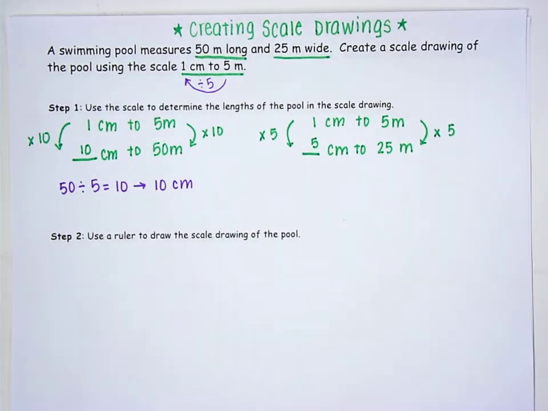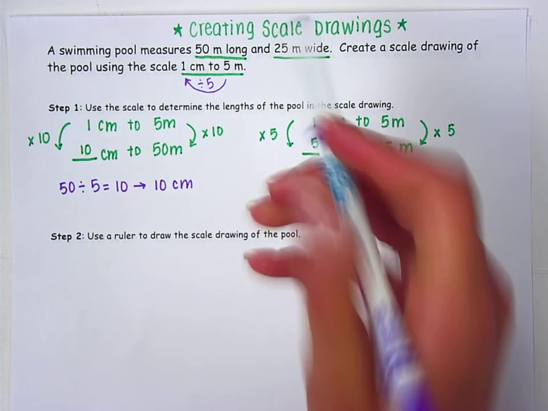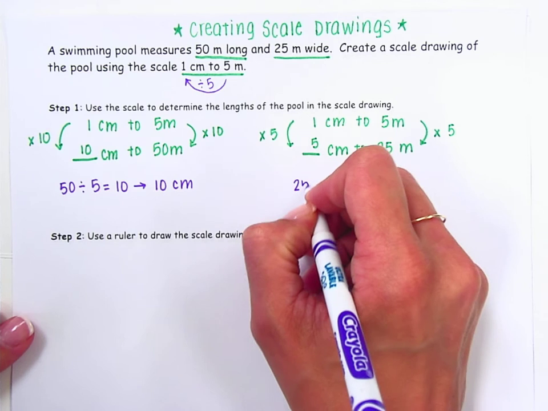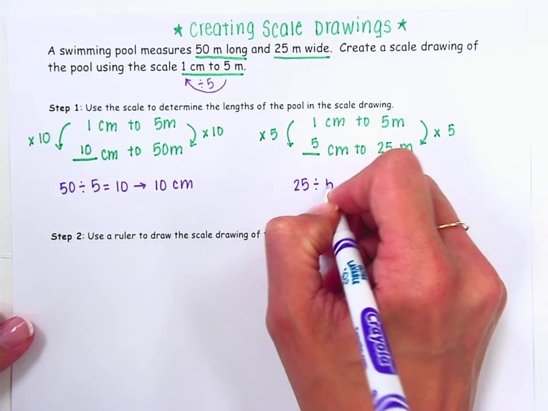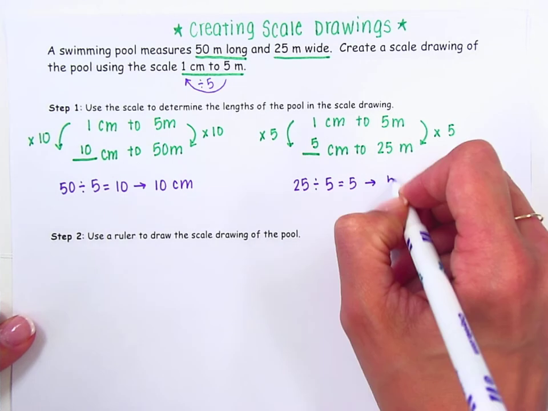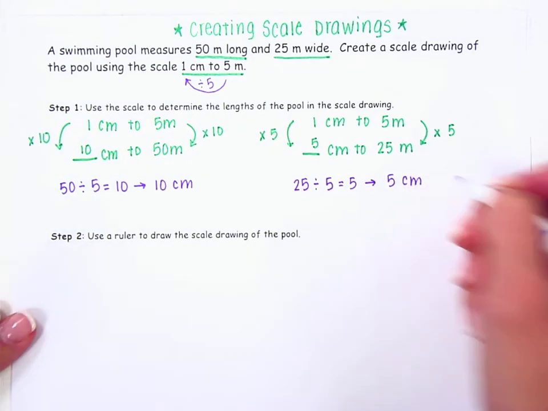Same thing, we can look at thinking about the relationship between our meters and our centimeters. So we'll take our 25 meters and divide that by 5, which gives me 5, which means my drawing distance will be 5 centimeters.